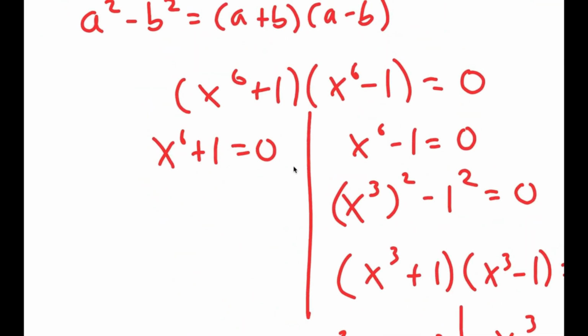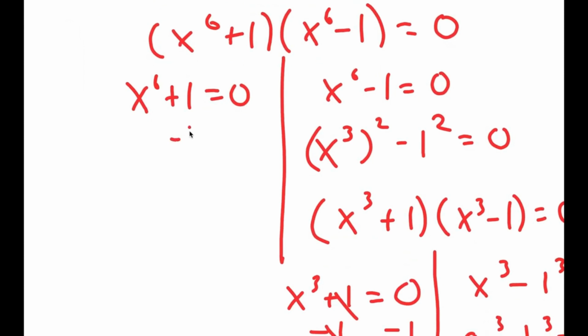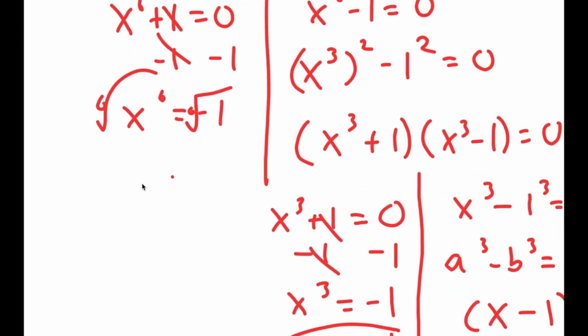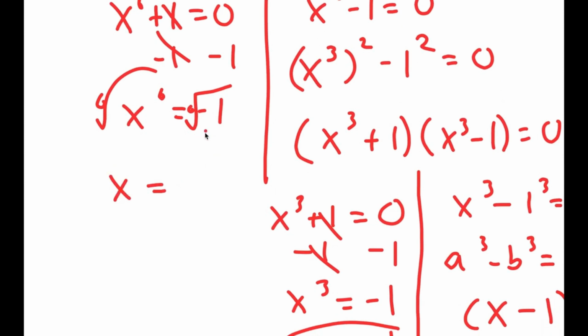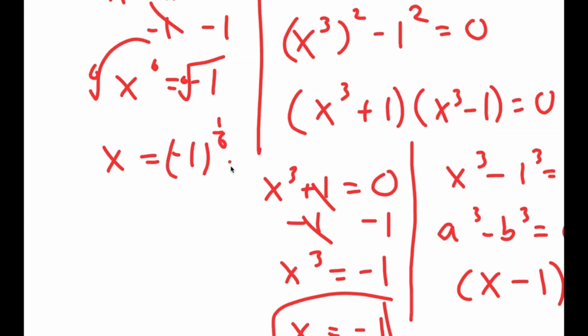Now for x to the power of 6 plus 1 equals 0, I'm going to again subtract 1 on both sides. So I get x to the power of 6 is equal to negative 1, and if I take the 6th root, I get x is equal to the 6th root of negative 1, which is equal to negative 1 to the power of 1 over 6.